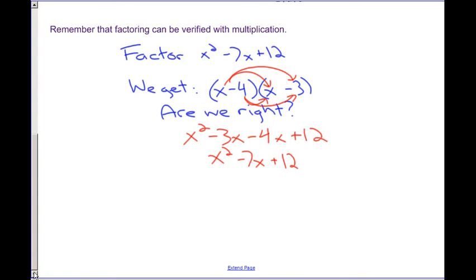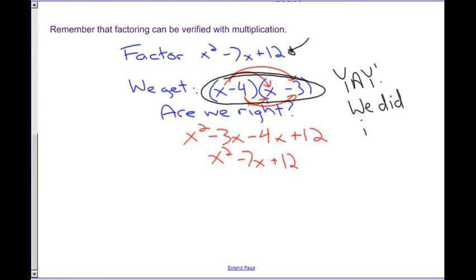Since we found some set of binomials that multiplies to x squared minus 7x plus 12, which is what we started with, we must have factored it properly. So yay, we did it right. So you never need to be guessing whether you've done your factoring properly. You can always check by multiplication.